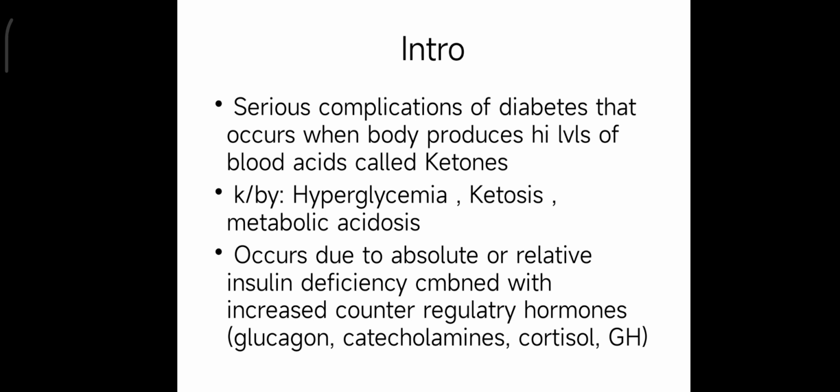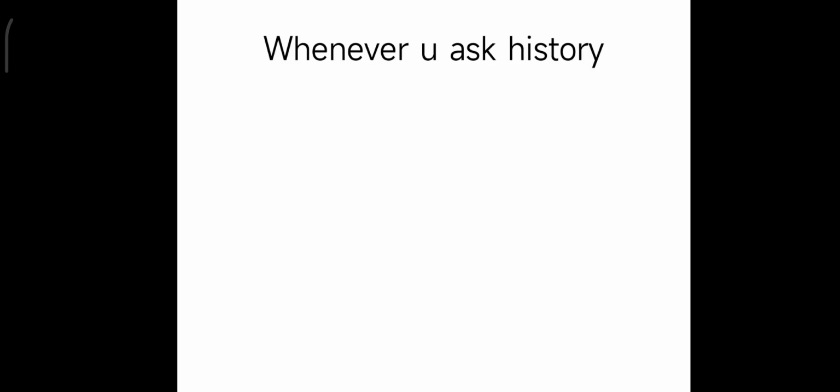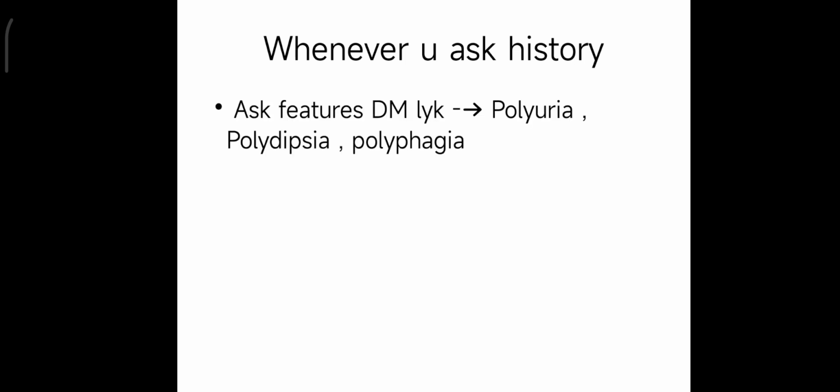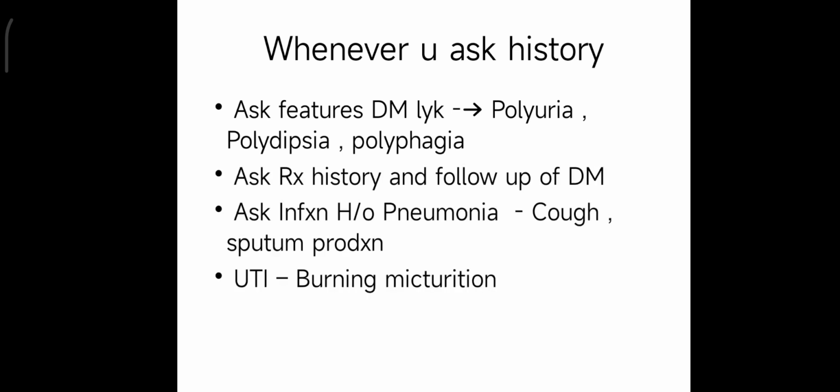So it occurs due to the absolute or relative insulin deficiency combined with increased counter-regulatory hormones such as glucagon, catecholamines, cortisol and growth hormone. So whenever you are taking a case history, you should ask about the features of diabetes mellitus like polyuria, polydipsia, polyphagia, and you also ask about the treatment history and follow-up history of the diabetes mellitus, and you should also ask about the infection history like pneumonia. The pneumonia history includes cough, sputum production and chest pain. All those things you have to rule out.